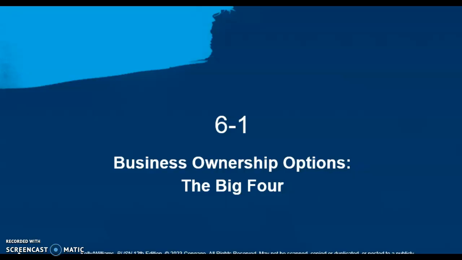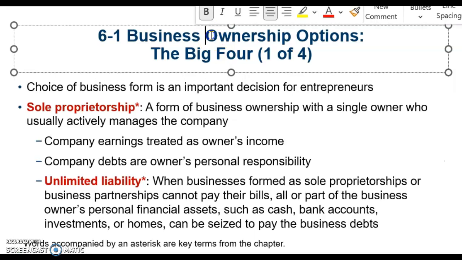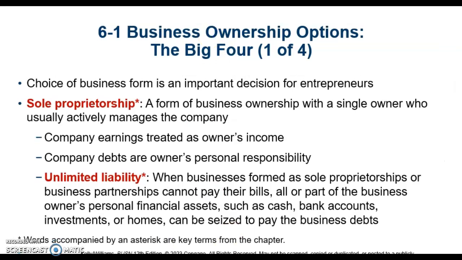So the big 4. What are the big 4 business ownership options? Your first choice that we're going to discuss is sole proprietorship. What that means is it's a single owner, only one owner, and that owner manages the company. Any income or earnings made from the business is recorded as the owner's income, and any debts that the business owes are the owner's debt.